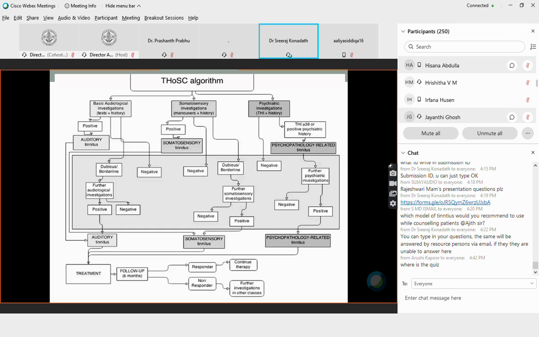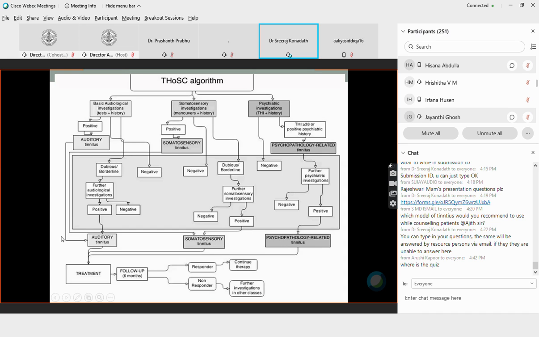Another thing is that if you have psychiatric investigations and THR related investigations, if you can do those, that is psychopathology related tinnitus. So this is nothing but a combination of audiological, ENT related and psychological related tinnitus. And if you find any of these three forms here, you can classify whether it is auditory, somatosensory or psychopathology related. Then further psychological management needs to be done, or if you have somatosensory tinnitus, you can go for ENT management, and if it's auditory tinnitus, then you have to go for audiological related management.